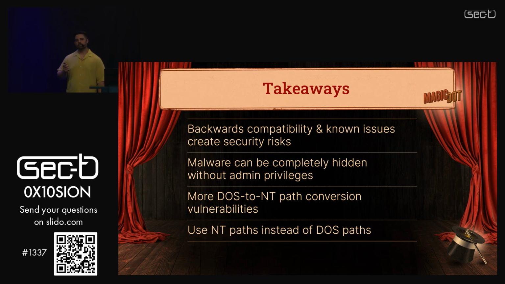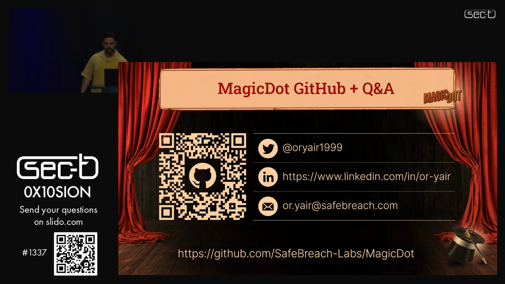And lastly, an advice for developers would be that most Win32 API calls do support NT paths as well as DOS paths. So by using NT paths instead of DOS paths wherever you can, you make sure 100% that you are accessing the file that you intended to access and you are not being manipulated. So take this with you when you use paths. And basically, this was the talk.